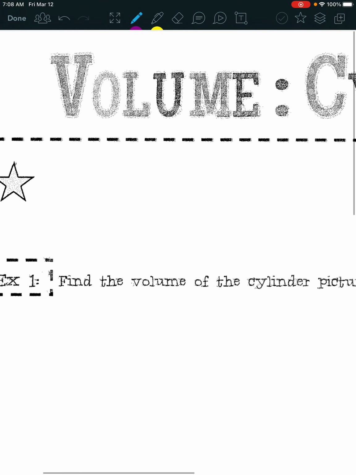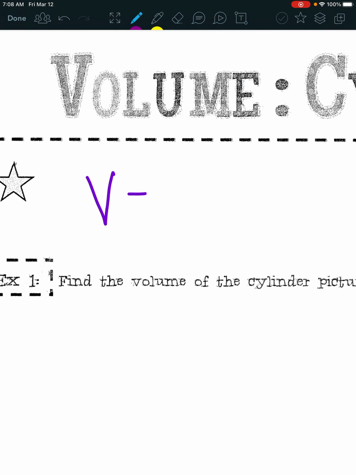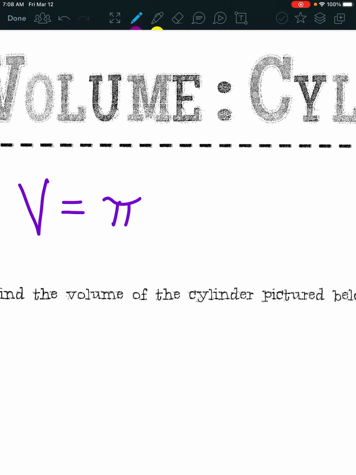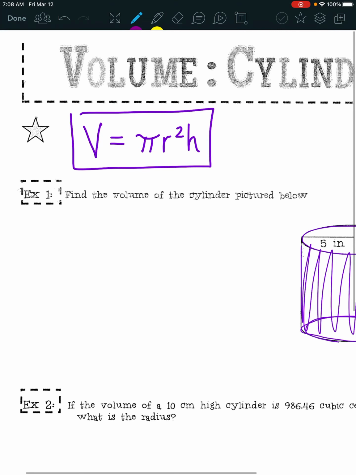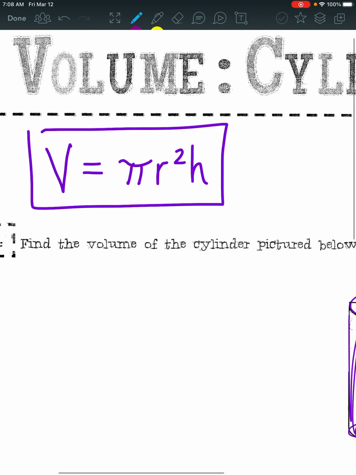So the formula is similar, but instead we are going to replace the capital B in that last formula we did for prisms. So the volume formula for a cylinder is always pi r squared. That's the area of the base, the area of a circle. And then we're going to multiply it by its height. And there's the formula. So pi r squared times height. So our first goal is we want to make sure that we are given the radius and the height. So let's find the volume of this cylinder in this picture.